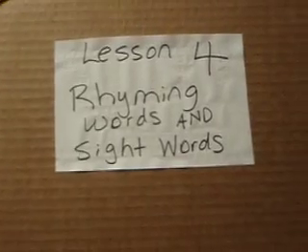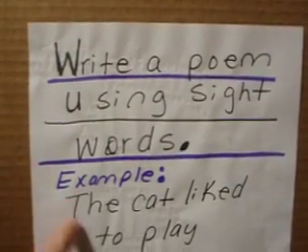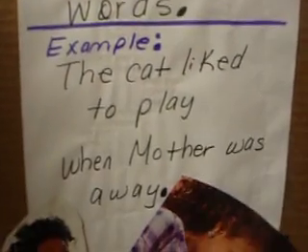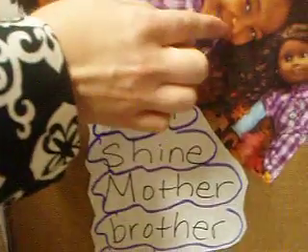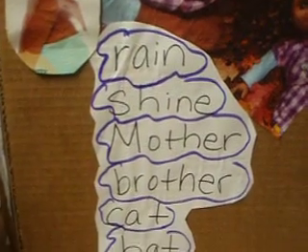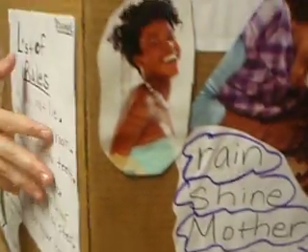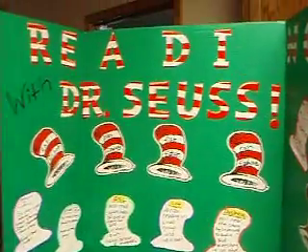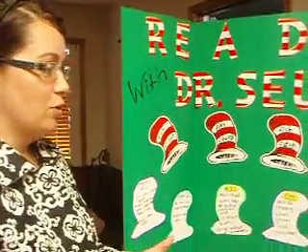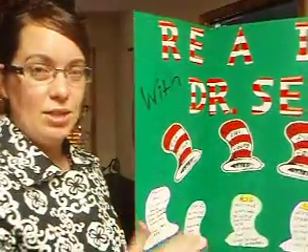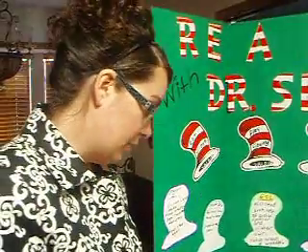Then lesson 4 is rhyming words and sight words. They're going to write a poem using the sight words. They will have an example, and they will have the sight words there, and they can use pictures as well, the mother, and like this could be Sally, and this is what they would be doing. And again, every child is different, so there's not one right way to do it and not one wrong way, as long as each and every child is doing what will best help them.